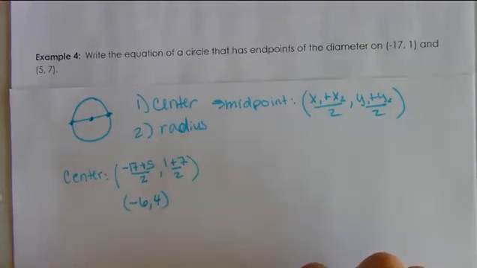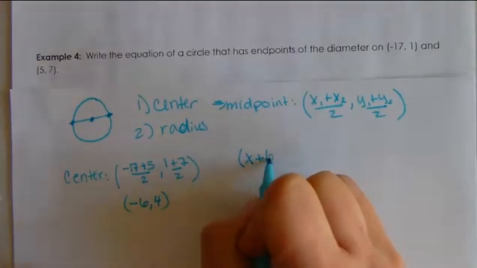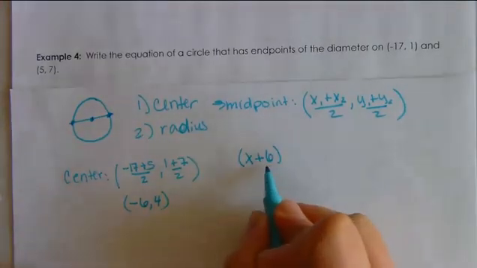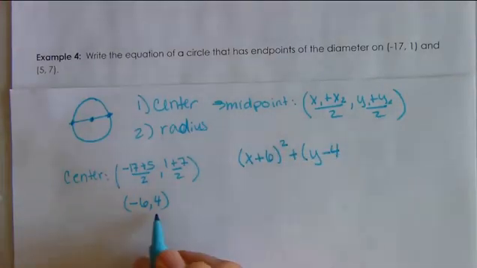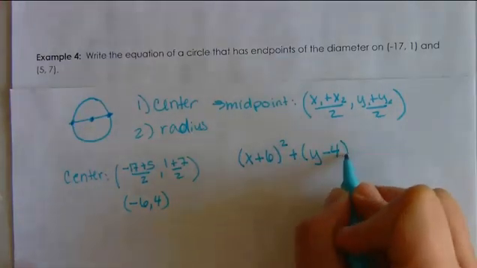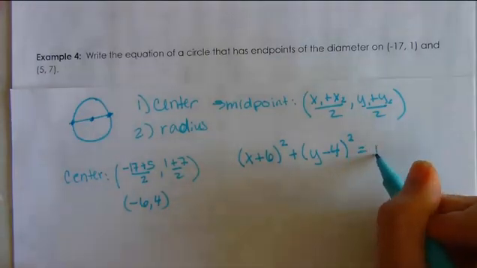So if I think about plugging that into my circle formula, so I have x minus h. So I have a minus 6. I write a plus 6 squared, plus y minus k. I have a positive 4. I write a negative 4 squared, equals, well, now I have to figure out what this r squared is.